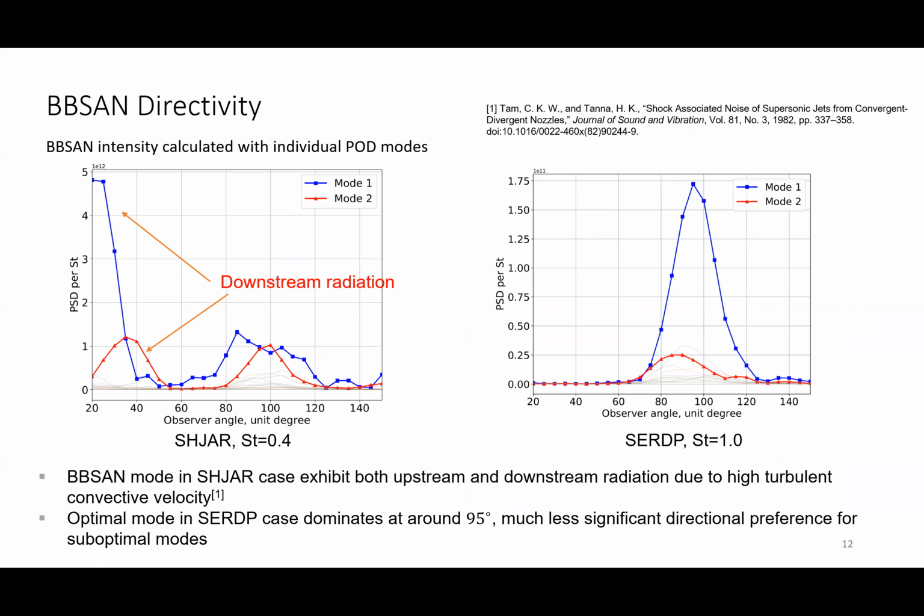The BBSAN intensity is calculated by substituting the individual POD modes into the equation for the BBSAN acoustic pressure shown previously. The BBSAN intensity calculated with the suboptimal mode, which is the BBSAN mode, in the SHAR case at Strouhal number 0.4 shows both downstream and upstream amplification centered at 35 degrees and 100 degrees, respectively.